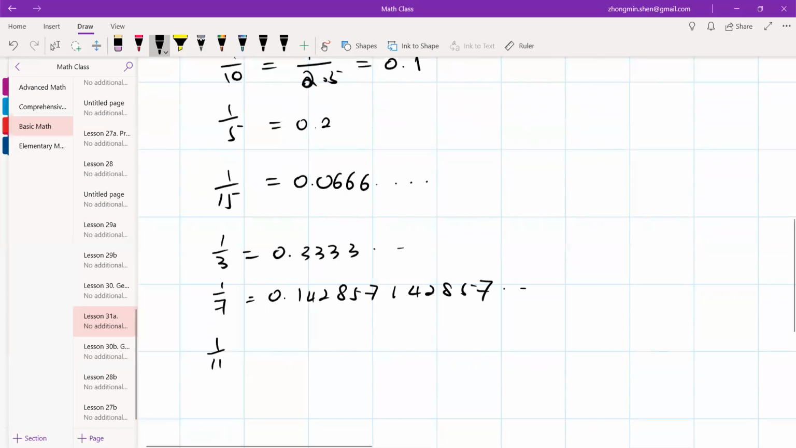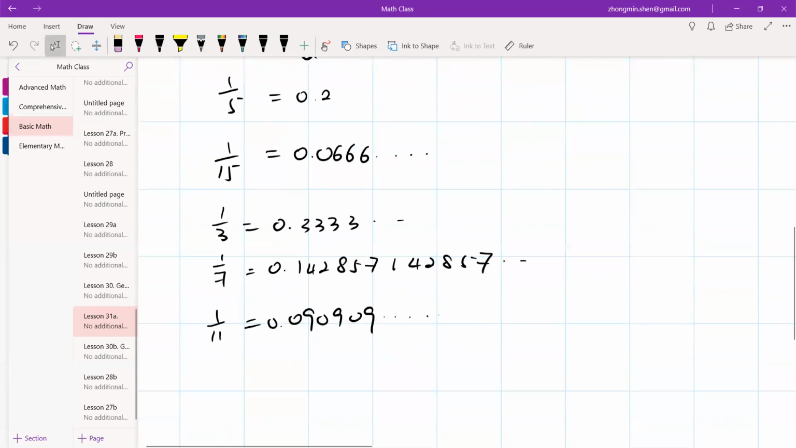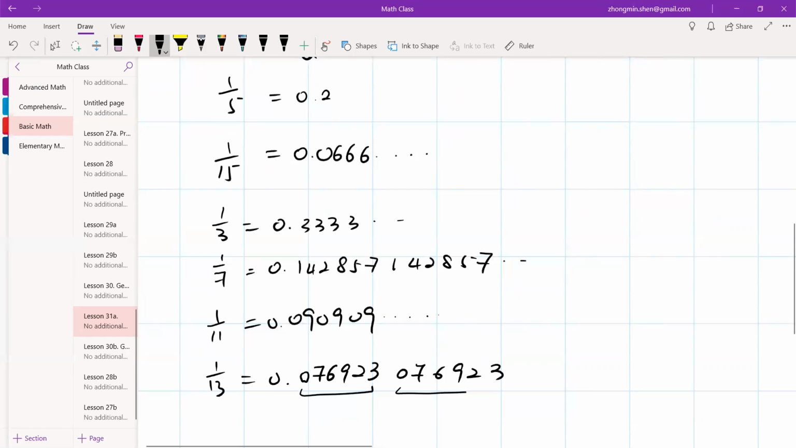Okay, so 1 over 11 is going to be 0.090909. It's also interesting, you see, all the digits are repeating. Then 1 over 13 is going to be 0.076923. Oh, it's not repeating, right? But then you find out 0.076923, so this is a group of 6 digits repeating.